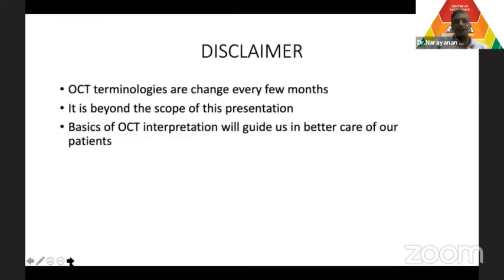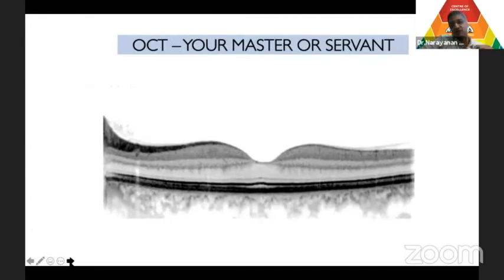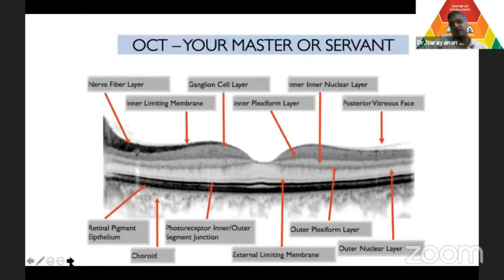The disclaimer is that OCT terminologies keep changing every few months. ISOS junction then becomes ellipsoid zone, then you will have newer terms like choroidal clefts, drill, so many of them. It is beyond the scope of this presentation, but the basics of OCT interpretation will guide us in better care of our patients.